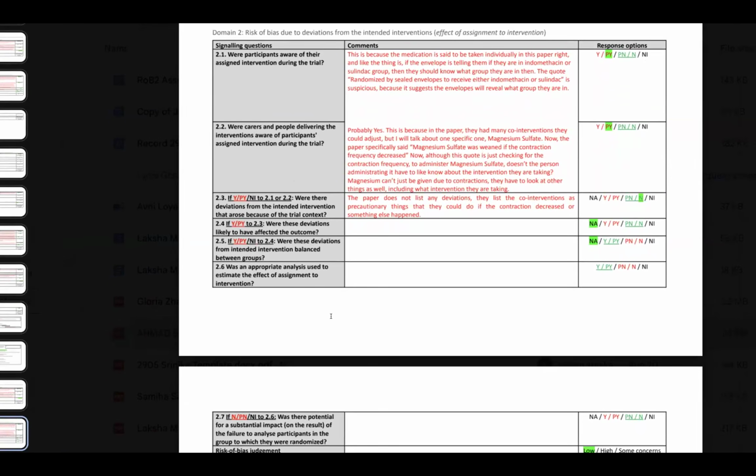Okay. Moving on to 2.3. He had said no, and his reasoning was the paper does not list any deviations. They list the co-interventions as precautionary things that they could do if the contraction decreased or something else happened. What do we think about this answer?